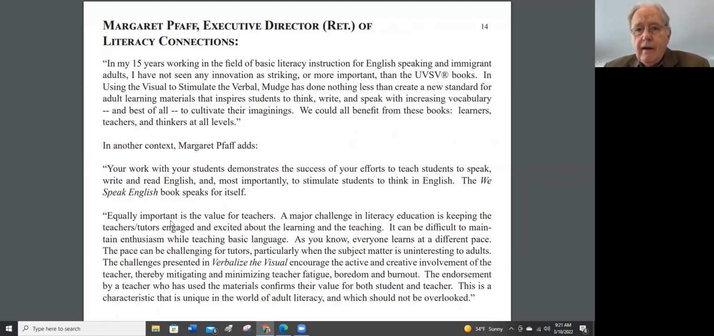Recognize. "In my 15 years working in the field of basic literacy instruction for English speaking and immigrant adults, I have not seen any innovation as striking or more important than the UVSV books. In using the visual to stimulate the verbal, Mudge has done nothing less than create a new standard for adult learning materials that inspires the students to think, write, and speak with increasing vocabulary, and best of all, to cultivate their imaginings. We could all benefit from these books, learners, teachers, and thinkers at all levels."